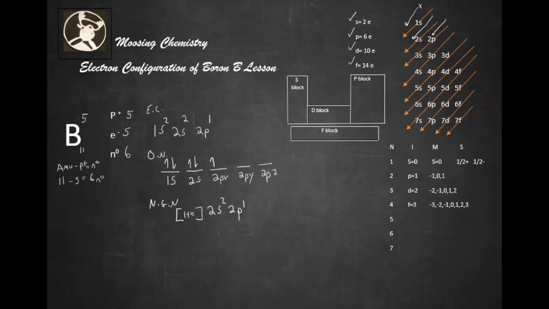All right, now let's do our quantum notation, our Qn. Okay, so let's look at that quantum notation. We have N, L, M, and S. Now, boron is not in the S block. No, boron is in the P block. It's the first element in the P block. So we know we have a P block element. And that's going to be very, very important to us when we look at our L value and M value.